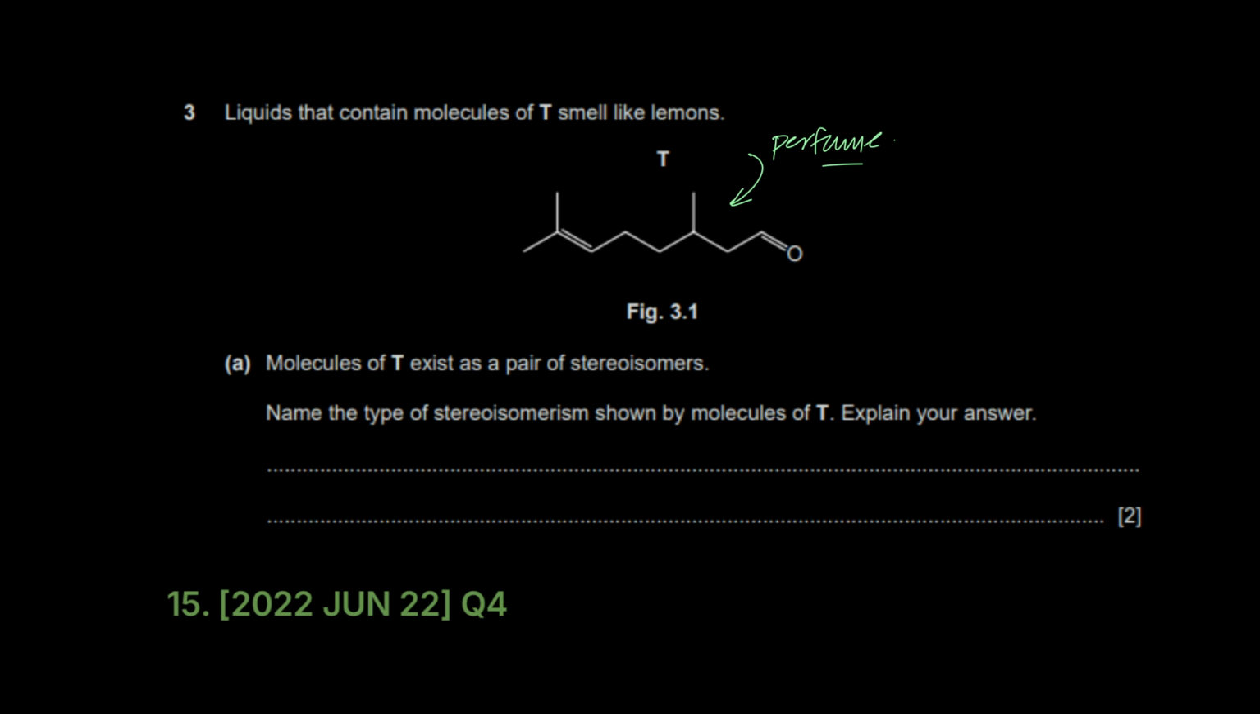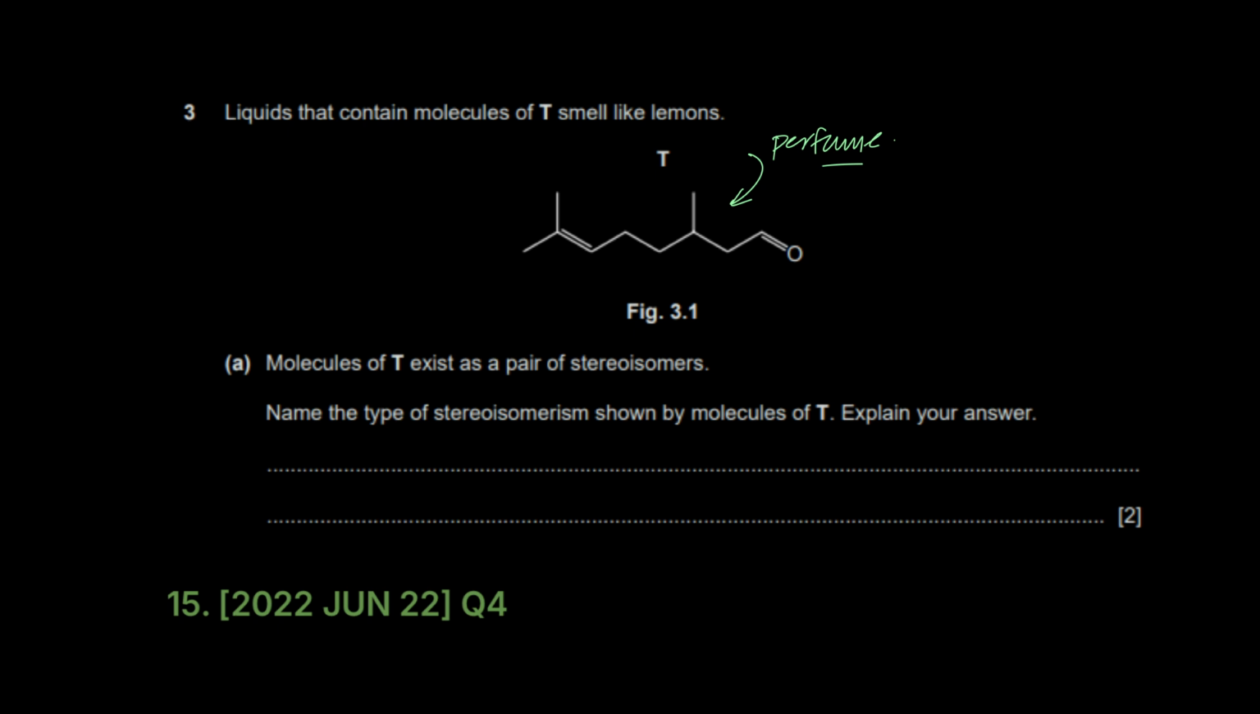This is why A-level chemistry is so important. The Cambridge examiners give you questions in such a way that makes you understand the real world. If tomorrow you set up a perfume industry and want it to smell like lemons, you can just add this compound to it. That's what the examiner is telling me. They don't lie to you. So molecules of T exist as a pair of stereoisomers.